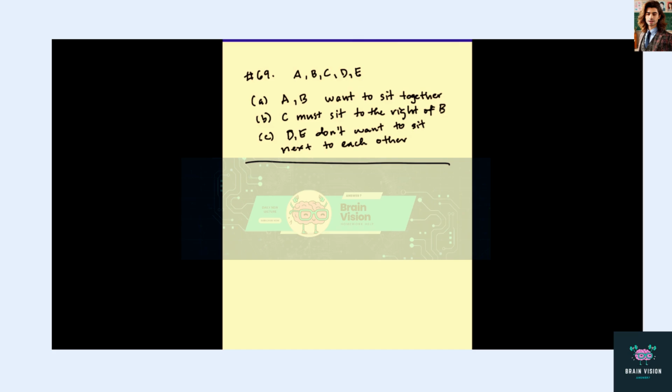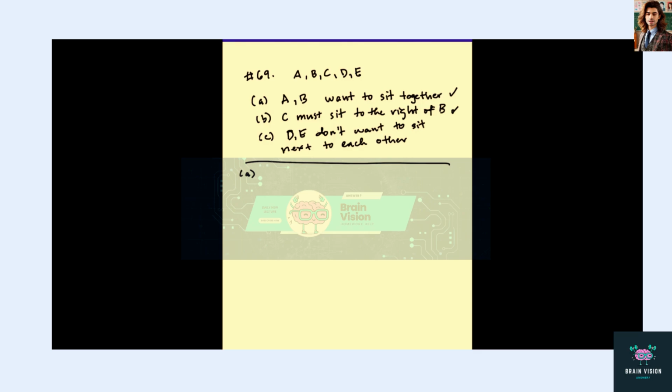5 people, A, B, C, D, and E, want to sit in a row at a movie theater. In how many ways can this be done if A and B want to sit together, C must sit to the right of B but not necessarily next to B, and D and E don't want to sit next to each other? Let's look at the first question.